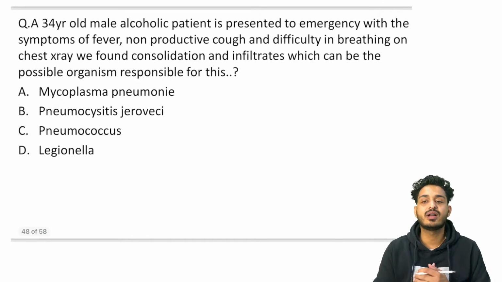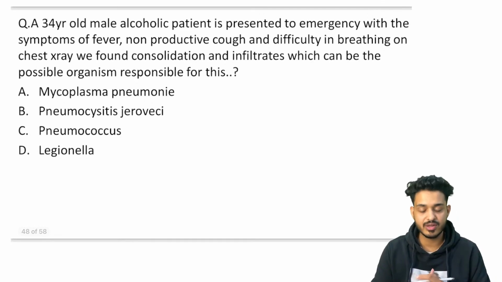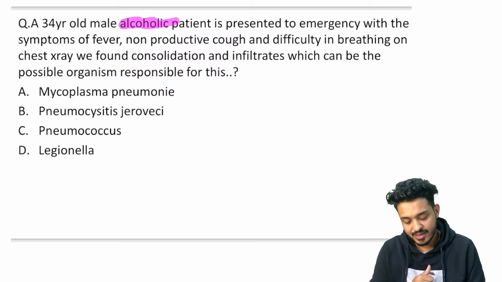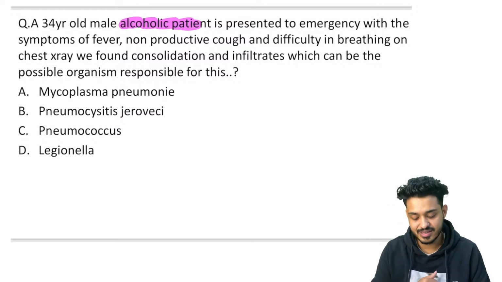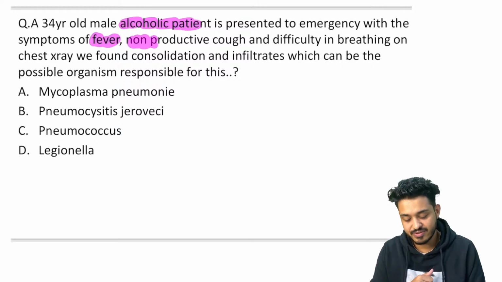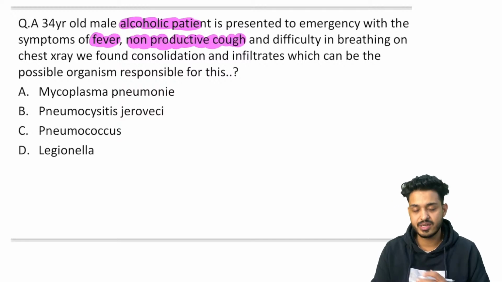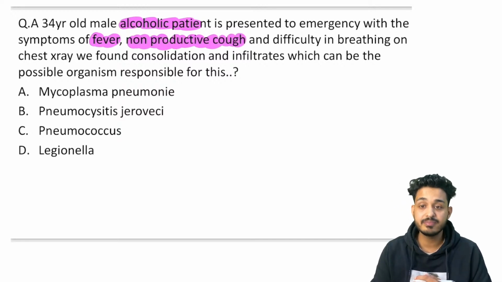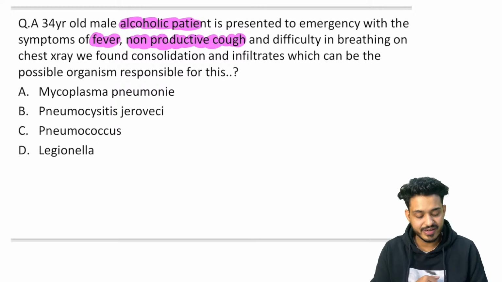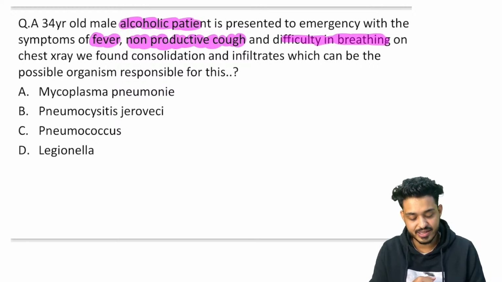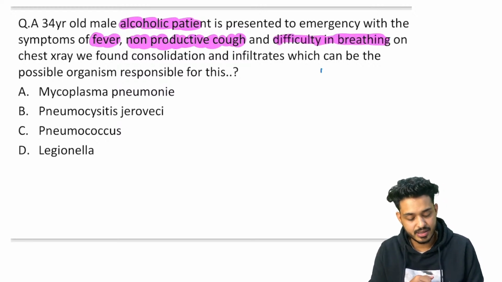That is going to be a 34-year-old alcoholic male patient presented to emergency with the symptoms of fever. Patient is having fever, non-productive cough. Definite one question will be there in your exam. Okay, very important question. Patient is having difficulty in breathing. We call it what? Dyspnea. Difficulty in breathing is going to be your dyspnea.